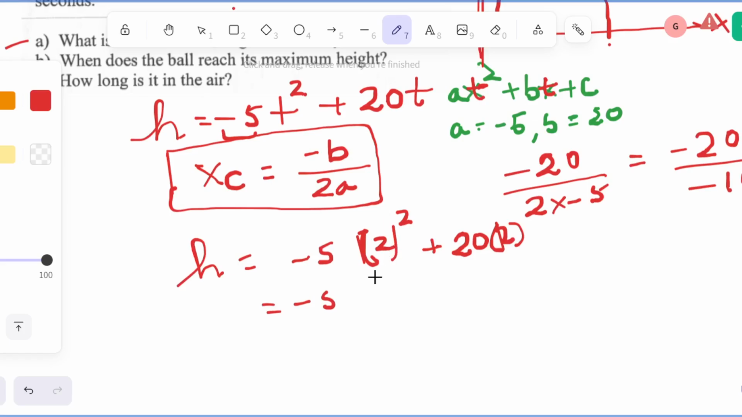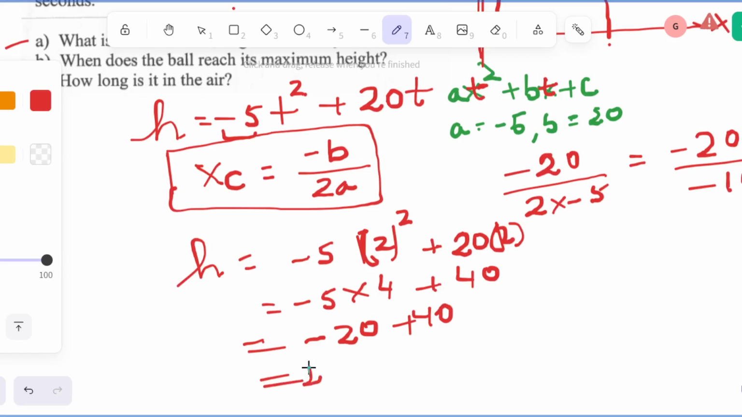And 2 squared is 4, right? And here, what will you get? 20 times 2 is 40, right? So minus 5 times 4 is minus 20. And here you get 40, which will come out to be 20. Height is 20. So the maximum height is 20 meters.